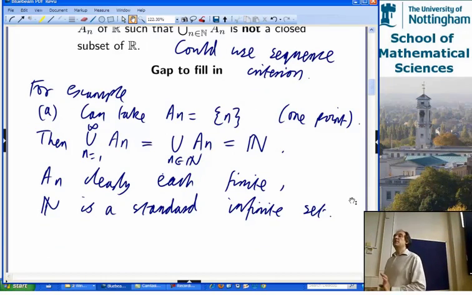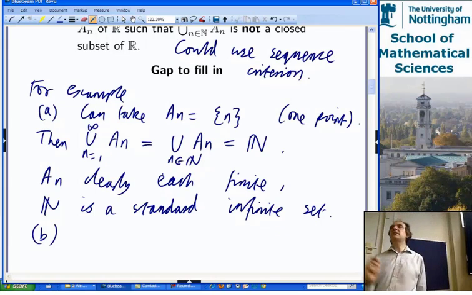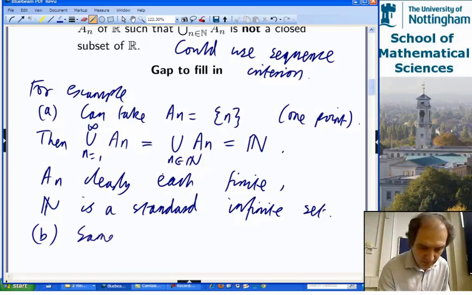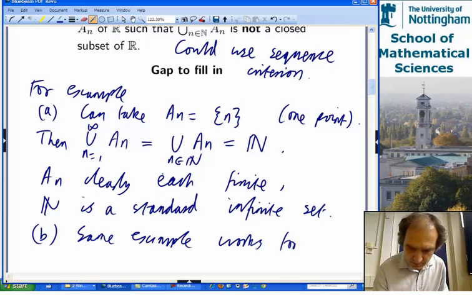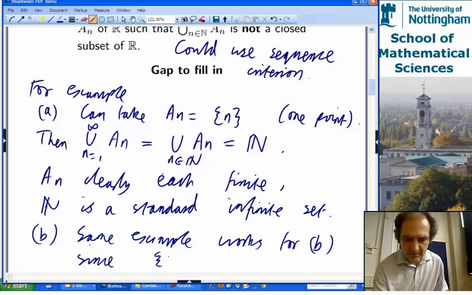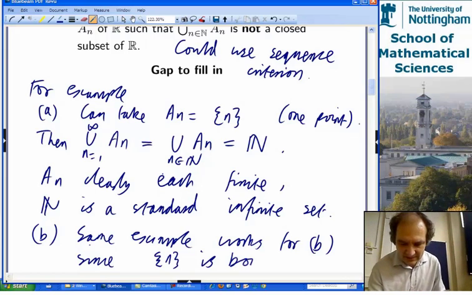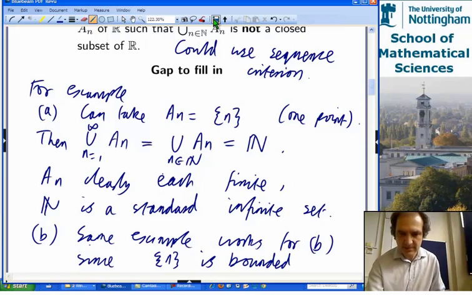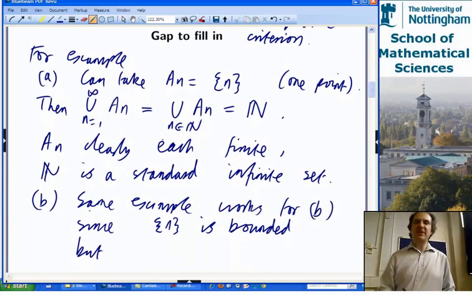Now, rather boringly, that works for B as well, because these sets are bounded and the union is unbounded. The same example works for B. A set with 1 point in it is definitely bounded. Can't get much more bounded than that. But by this stage, I accept that if you take all the natural numbers, that's clearly an unbounded set.